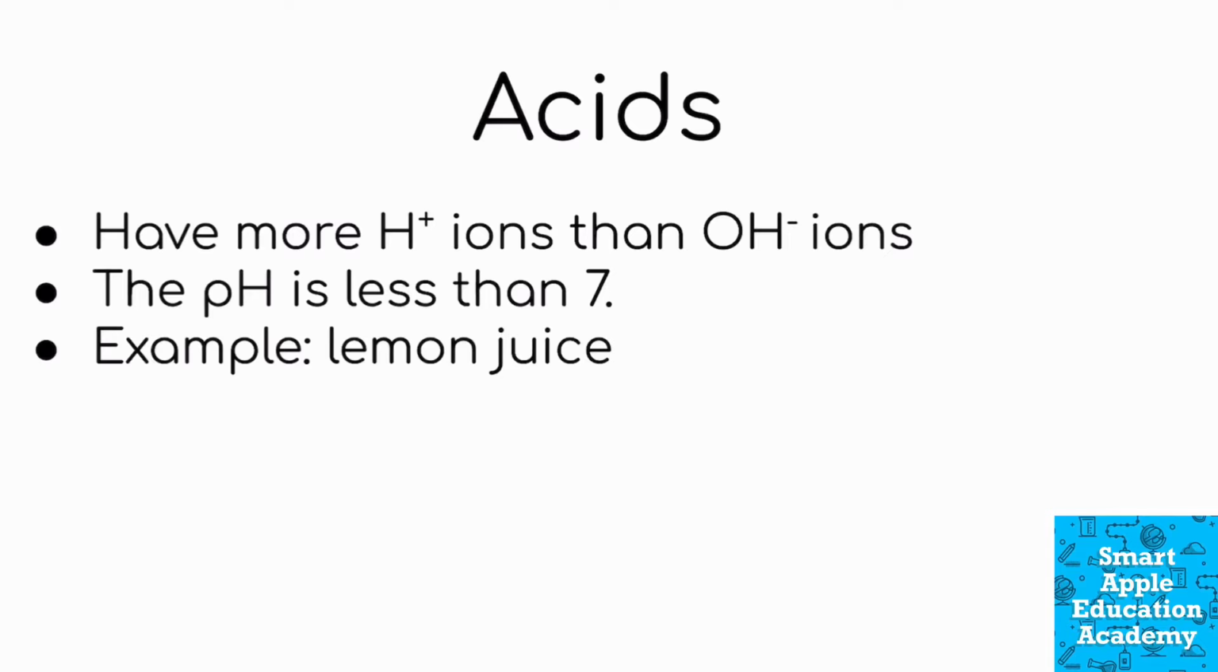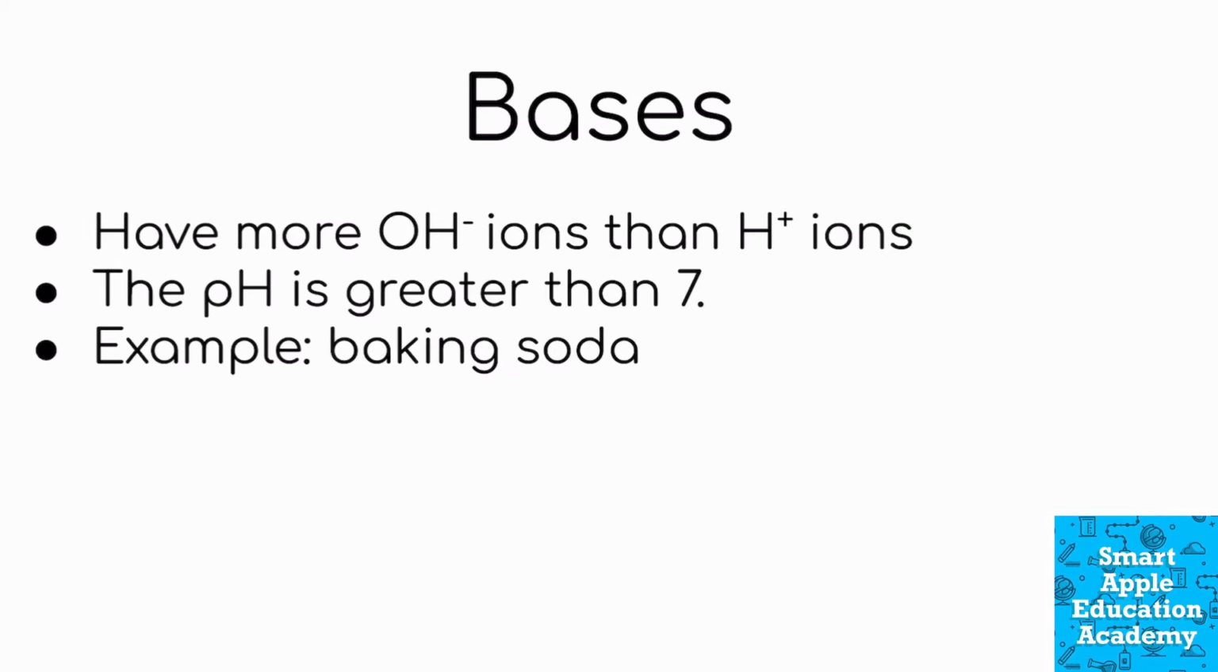Now let's move on to bases. For bases, there are more OH minus ions, or hydroxide ions, than H plus ions, or hydrogen ions. The pH is greater than 7 for bases. Here is an example of a base. An example of a base is baking soda.